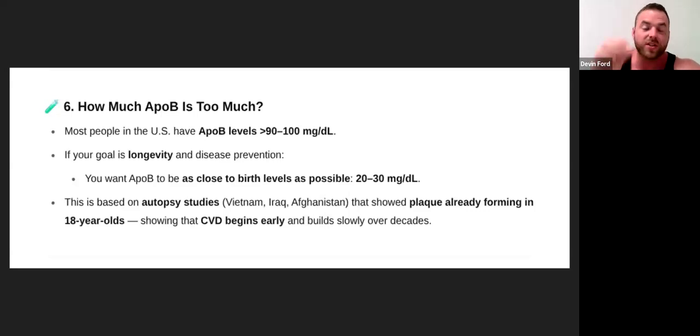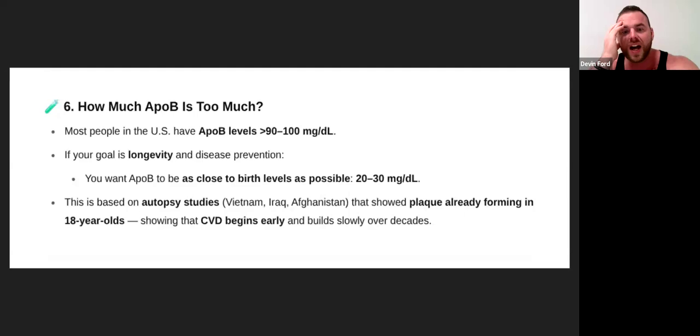So how much ApoB is too much? This is where it gets really interesting. Most people in the US are somewhere over 90 to 100. That's very normal, let's say. If longevity is your goal, and to prevent cardiovascular disease, to live to 100, you want your ApoB to be as close to birth levels as possible, which is somewhere between 20 and 30. This is really low, by the way. If you've ever looked at ApoB levels, this is like, what?